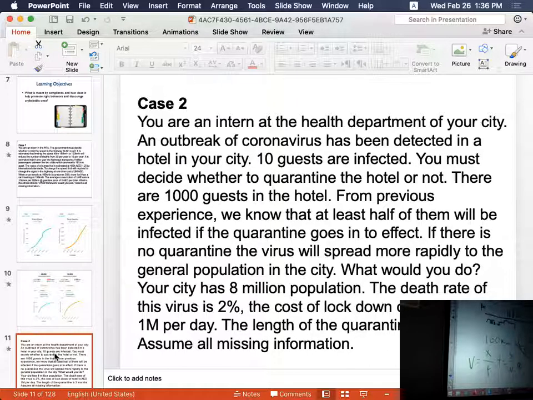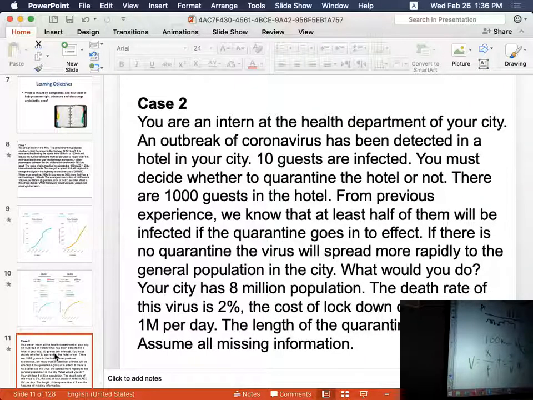What would you do? Your city has 8 million population. The death rate of the virus is 2%. The cost of lockdown of the hotel is AED 1 million per day. The length of the quarantine is 2 months. Assume all missing information.